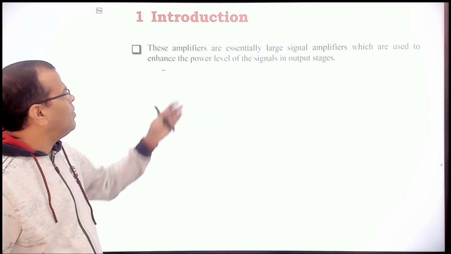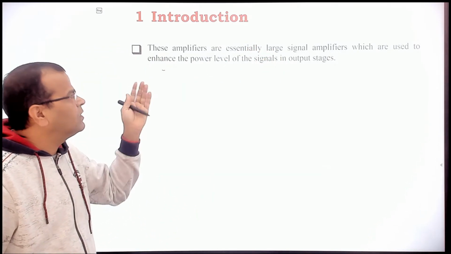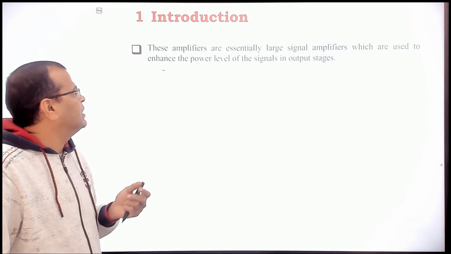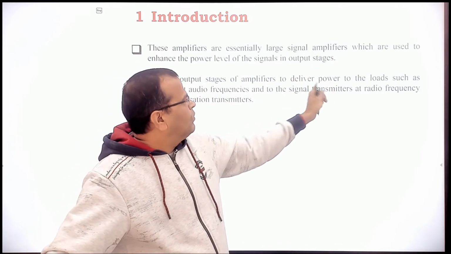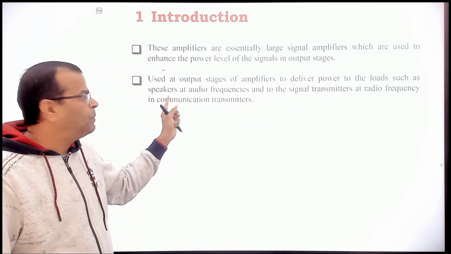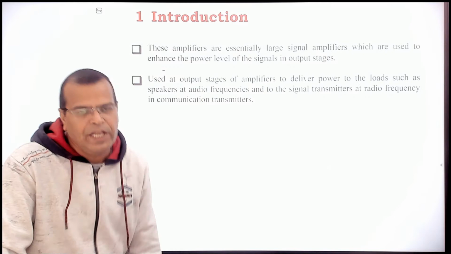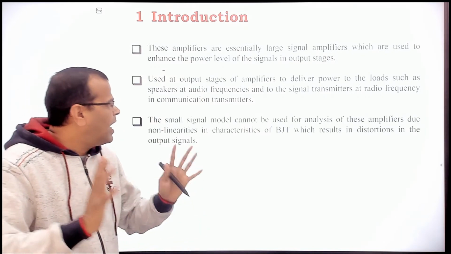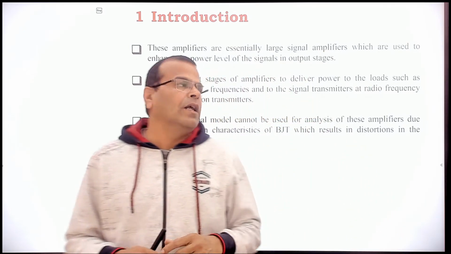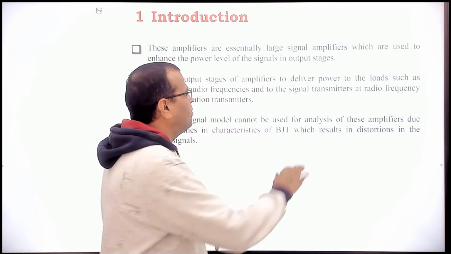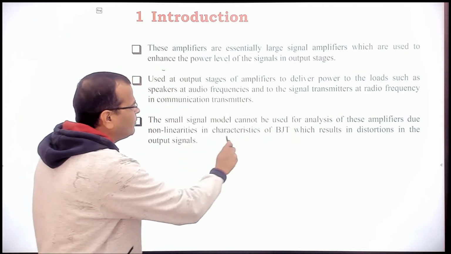So let's have a small look. These are essentially what? Large signal amplifiers, which enhance the power level of the signal at output stages. These are used at the output stages to deliver power to the load, such as a speaker at audio frequencies and signal transmitters at radio frequencies in communication systems. And remember, when you have large power, large signals, then the small signal model of the BJT is not applicable. The small signal model cannot be used for analysis of these amplifiers.